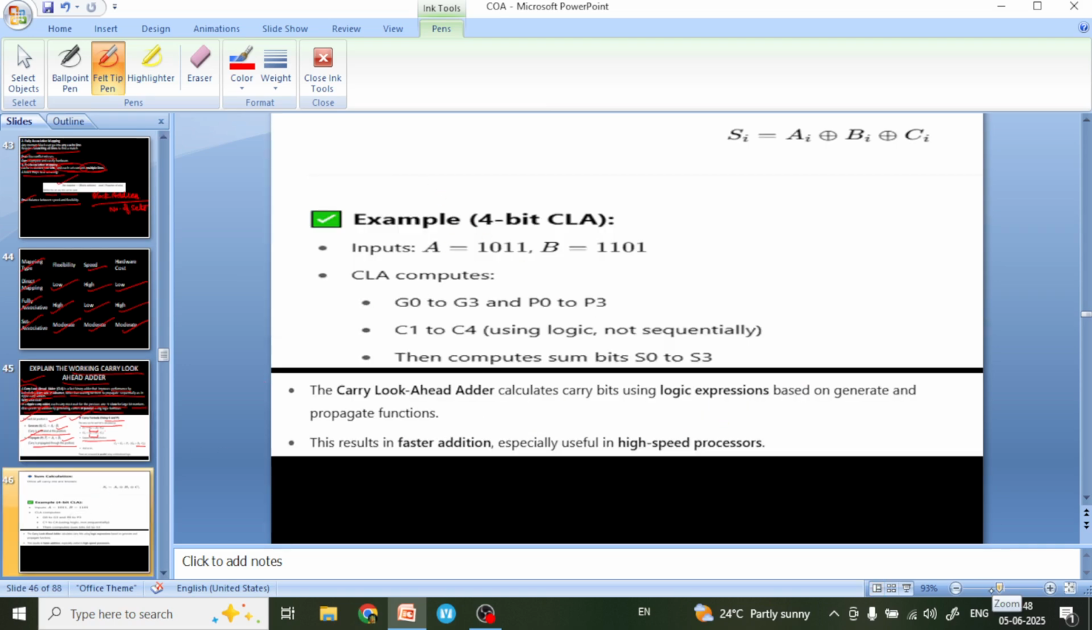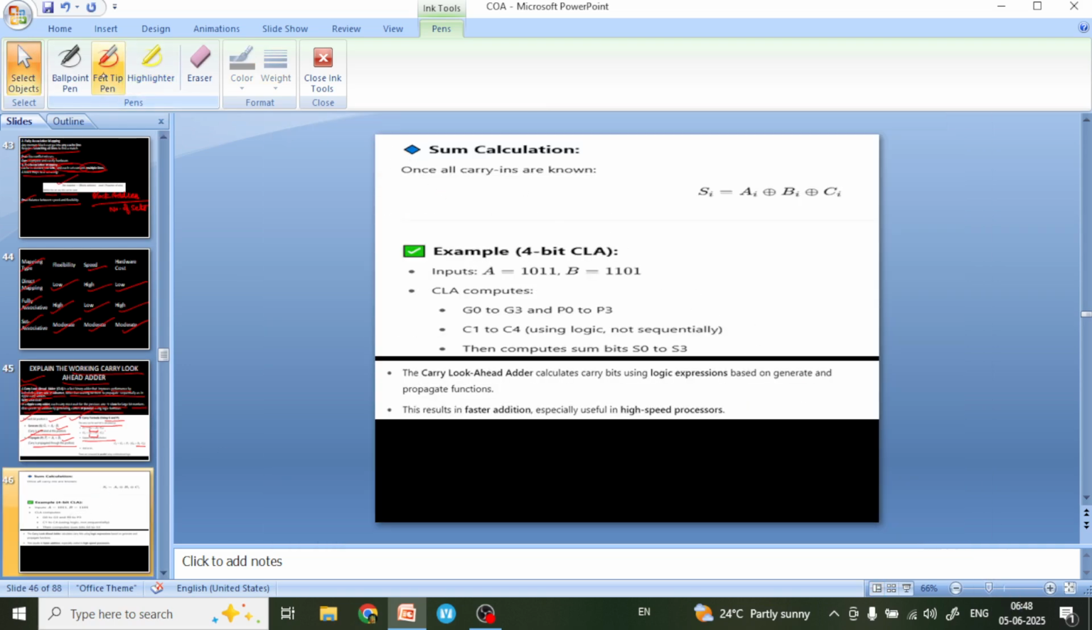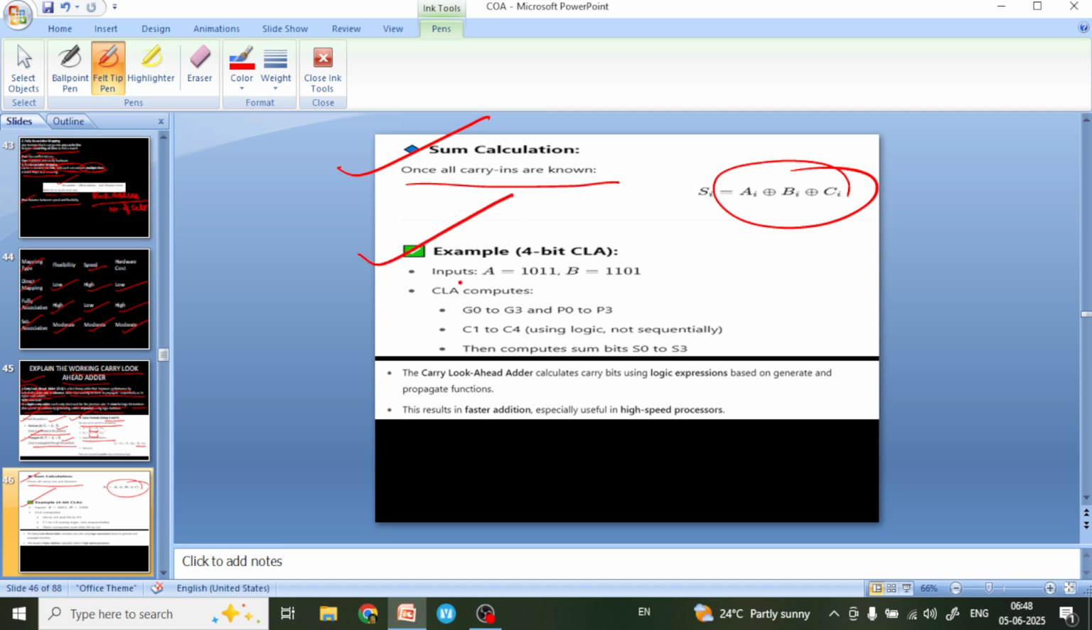Now next is the sum calculation. Once all carry-ins are known, Si equals Ai XOR Bi XOR Ci. Let us find the sum for an example where CLA input A is given as 1011 and B is given as 1101. CLA computes G0 to G3, P0 to P3, and C1 to C4 using logic, not sequentially. Then it computes sum bits S0 to S3.